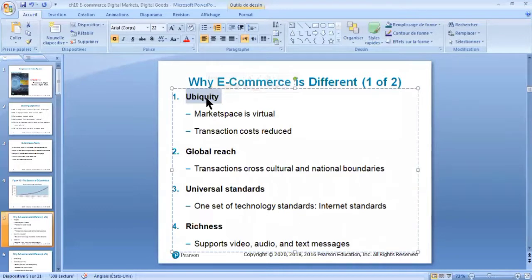In traditional commerce, a marketplace is a physical store that you need to visit to buy something. But in e-commerce, it's ubiquitous, which means that it's available everywhere at all times. It's virtual. E-commerce extended the definition of market beyond traditional temporal and geographic boundaries.